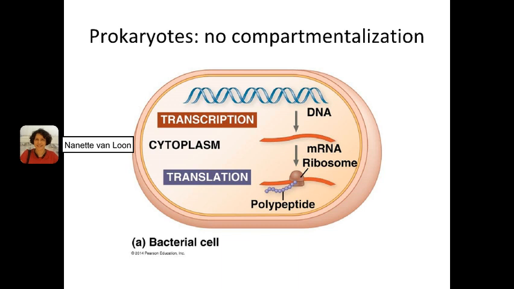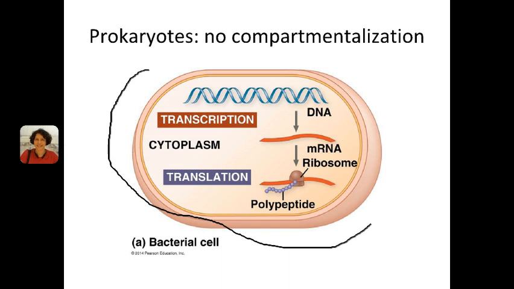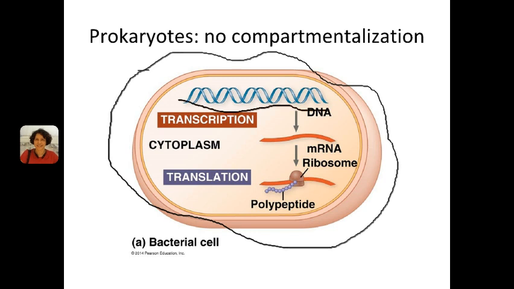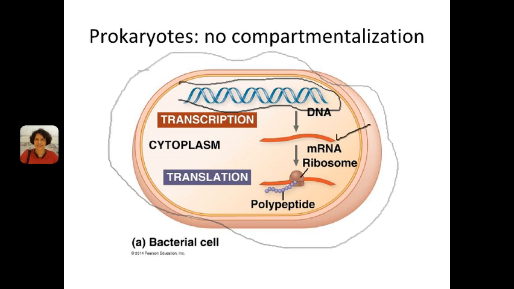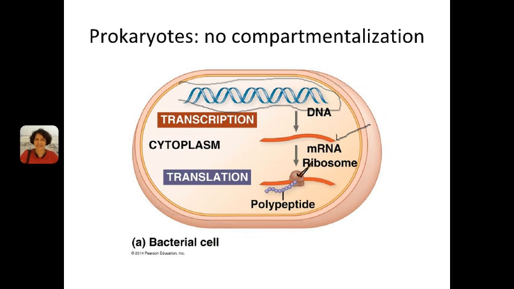This picture illustrates the fact that there is no compartmentalization in prokaryotes. We're looking at a bacterial cell, and we see the DNA molecule in the cell. The process of transcription is going to generate a messenger RNA molecule, and that messenger RNA molecule is going to be translated by a ribosome, which is then going to produce a polypeptide. All of it happening basically in the same space.